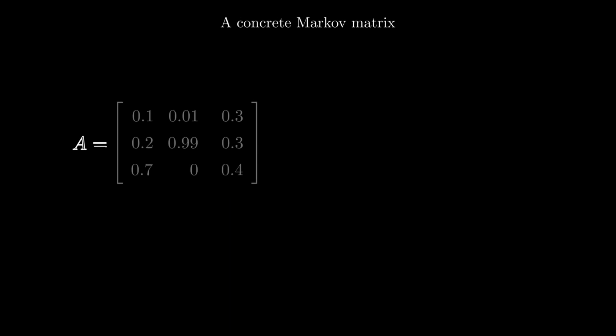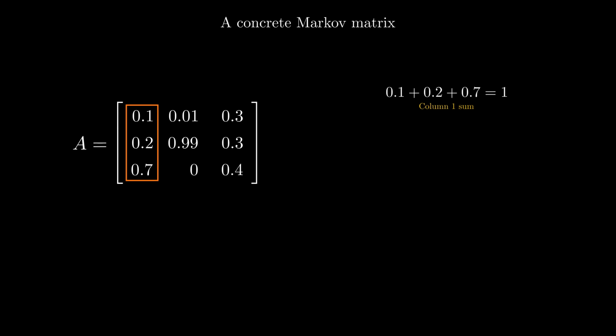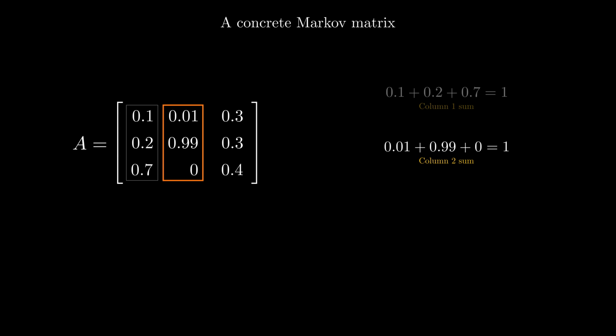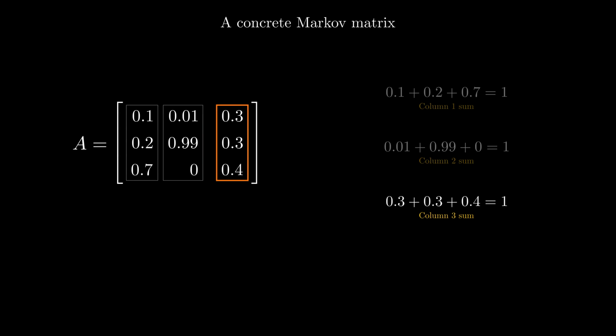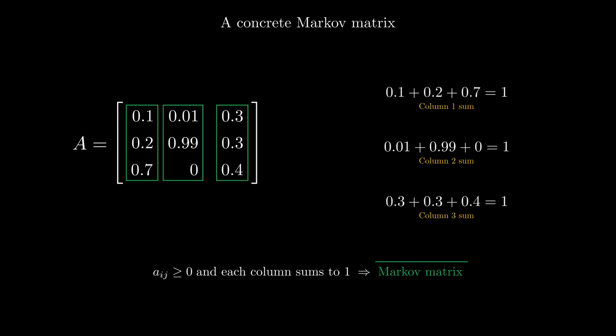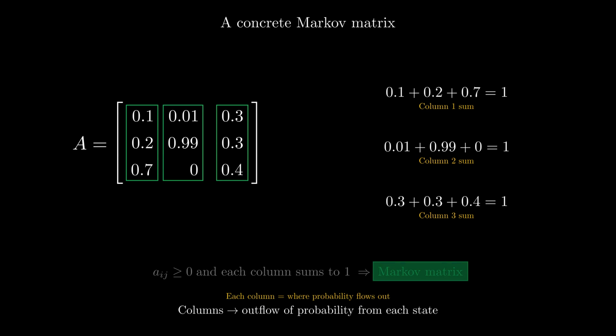Let's look at a concrete example. Consider the matrix A with columns made of probabilities. Column 1 contains 0.1, 0.2, and 0.7, which sum to 1. Column 2 contains 0.01, 0.99, and 0, which also sum to 1. And column 3 contains 0.3, 0.3, and 0.4, again summing to 1. Every entry is non-negative, and every column sums to 1. So this is a Markov matrix. You can think of it as describing how probability redistributes among three states at each time step. Each column tells you where the probability flows out of the corresponding state.